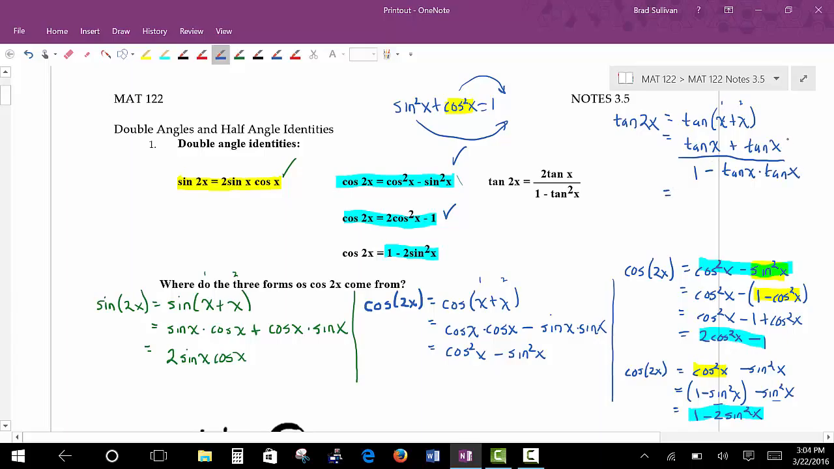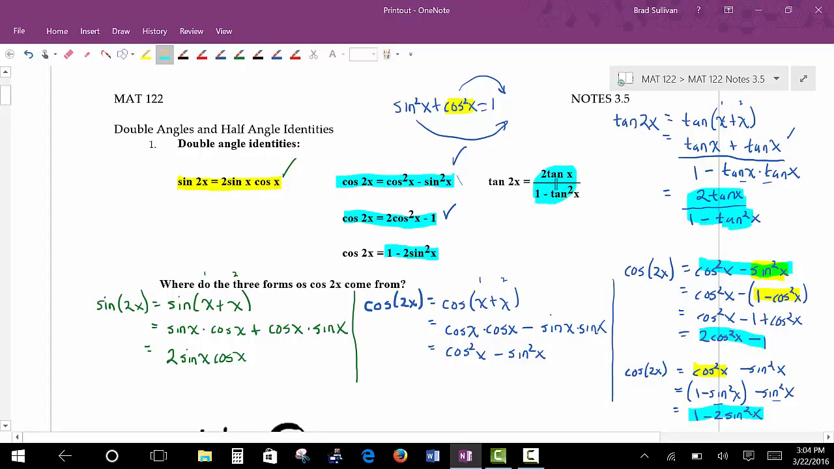So when you put that together, notice that the numerator, those are like terms, so that's 2 tangent x. And the denominator, you have a tangent times a tangent, so that's 1 minus tangent squared x. Okay, so notice that we have now derived that identity also.